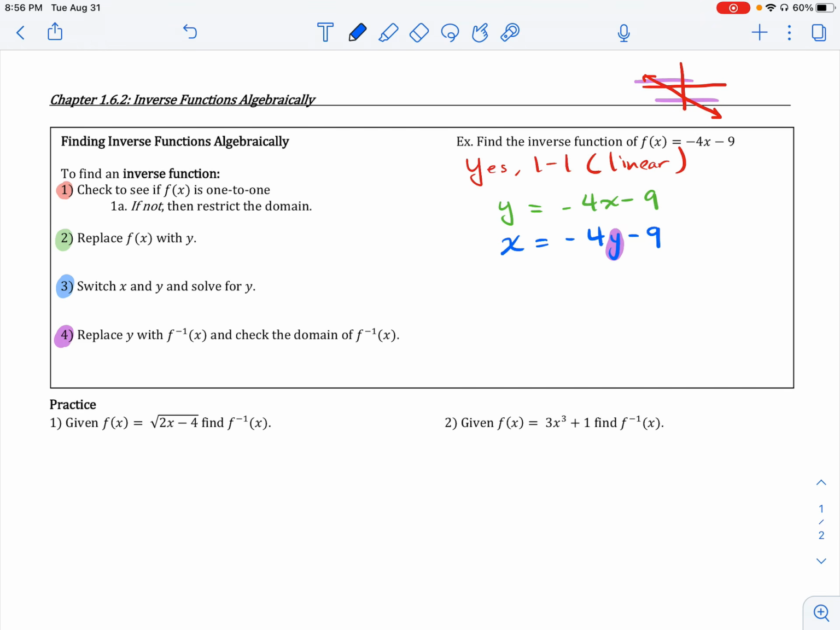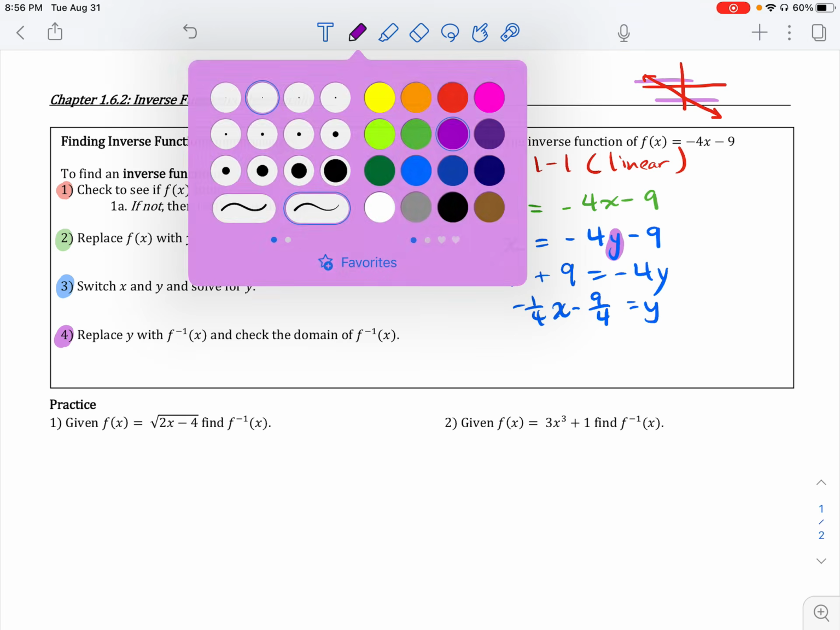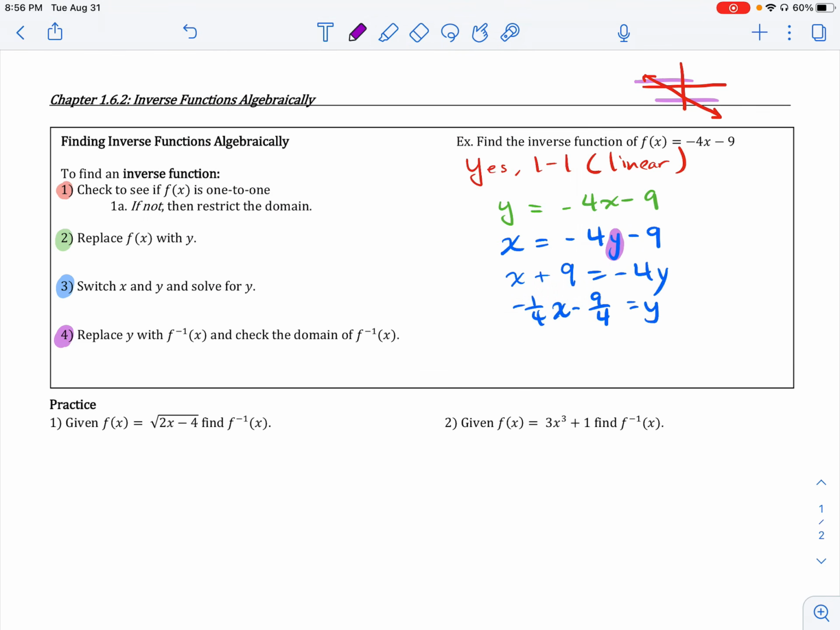So just by using some algebraic inverse operations, we're going to write this as -4y. y then would be equal to -1/4 x minus 9/4. And as our final step, we're going to rewrite our y using our inverse notation. So you'd say f inverse of x is equal to -1/4 x minus 9/4. So here is our inverse function.